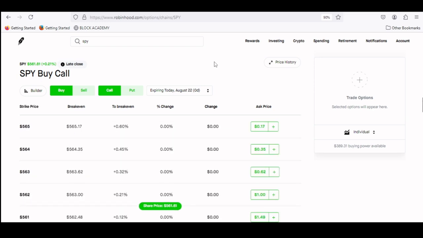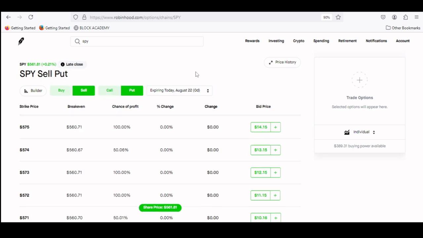Now that the option chain is loading, the first step is that we're going to make sure it says sell and put.